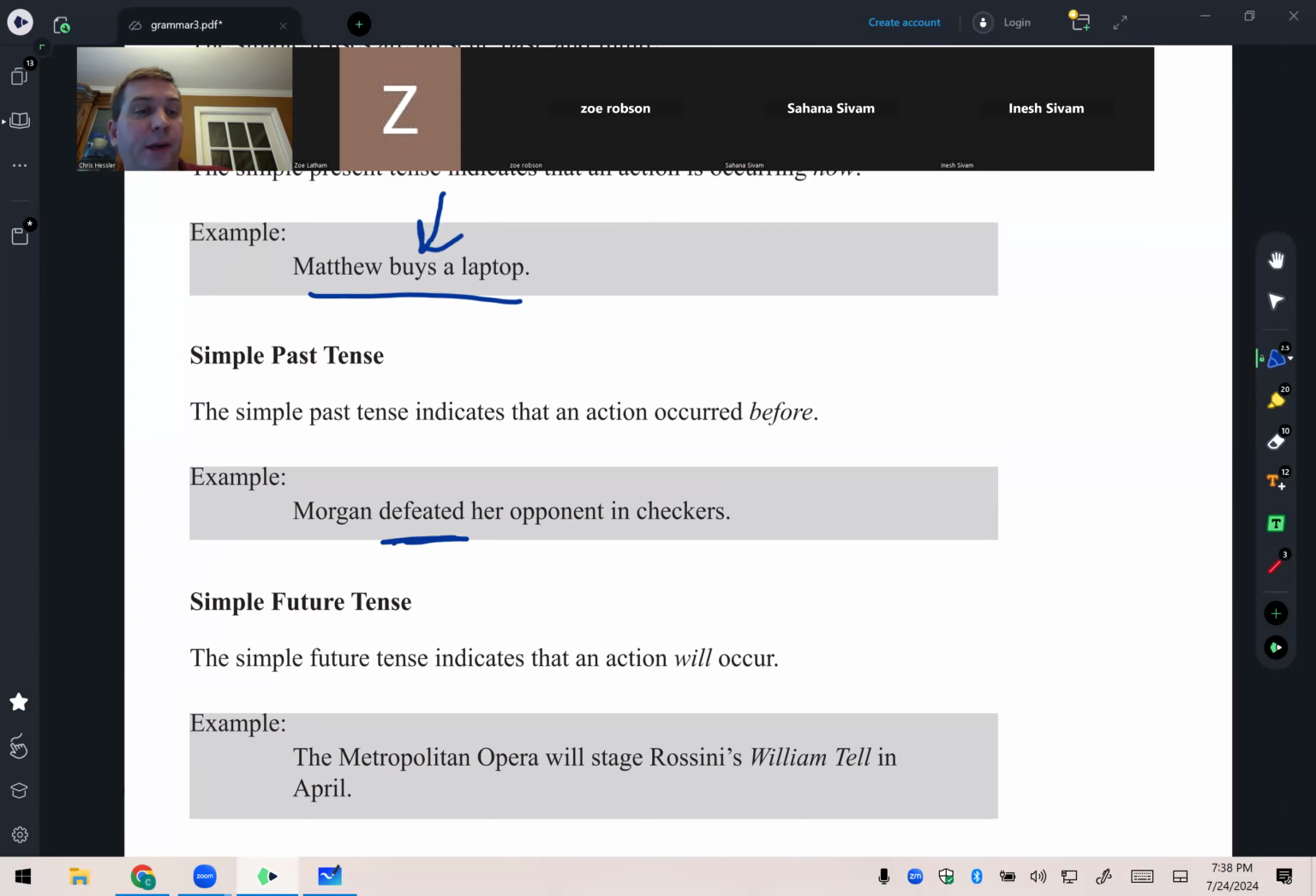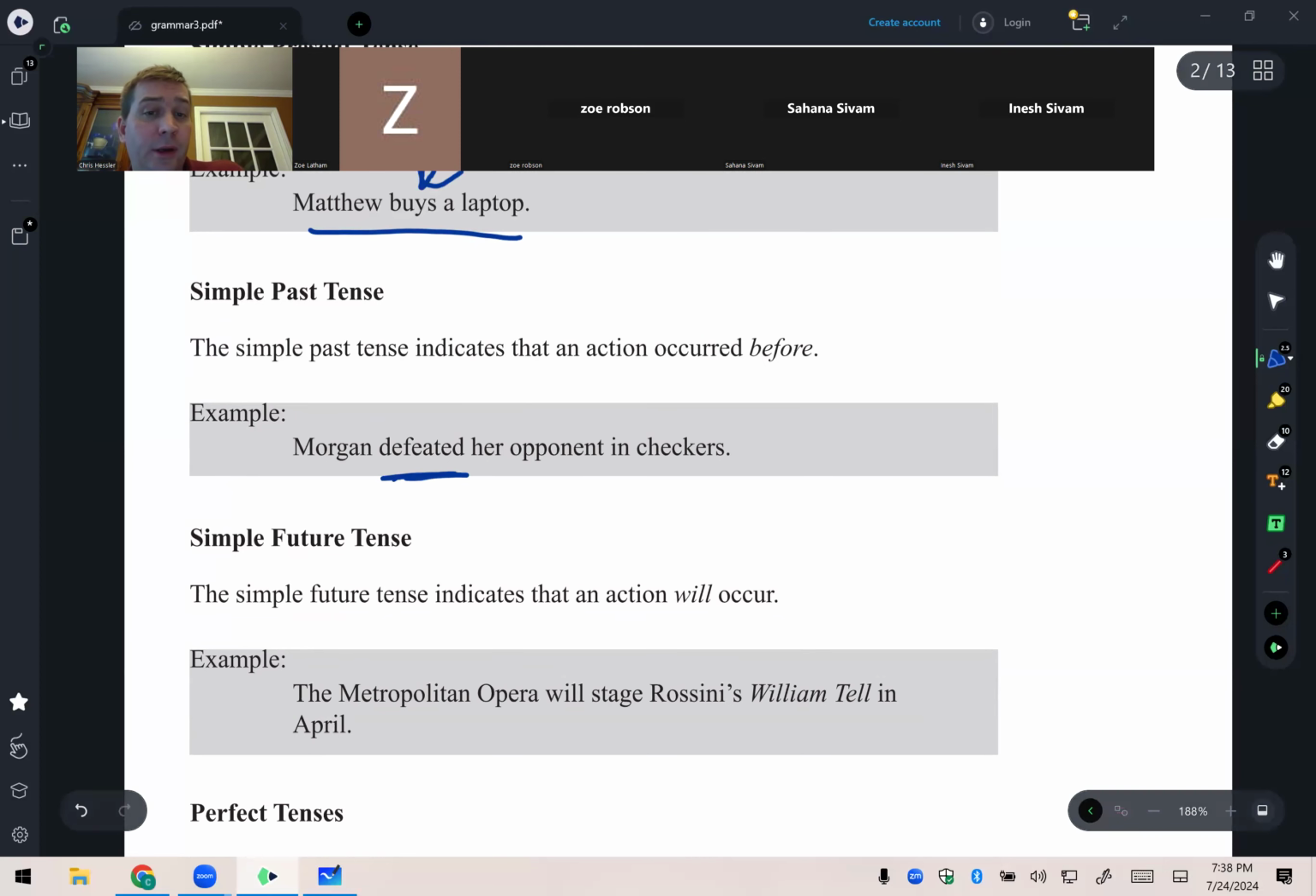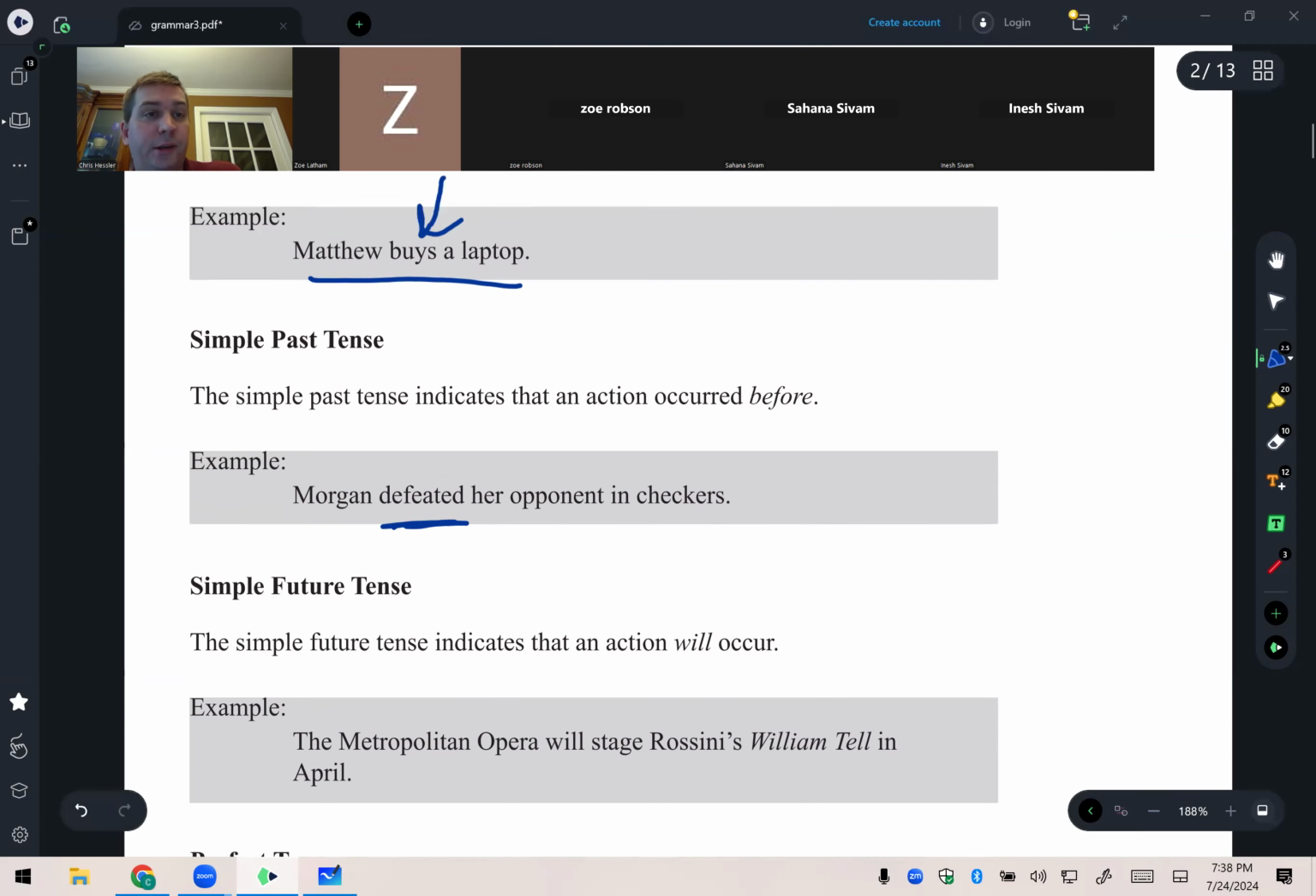And then our final simple tense will be simple future. This indicates something will occur in the future, and so we do use a helping verb, will. The Met Opera will stage Rossini's William Tell in April. So those are the simple tenses.